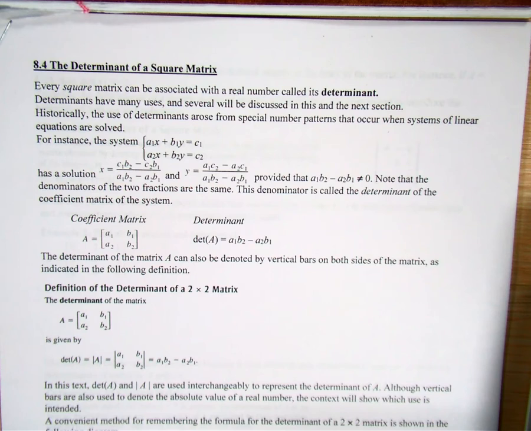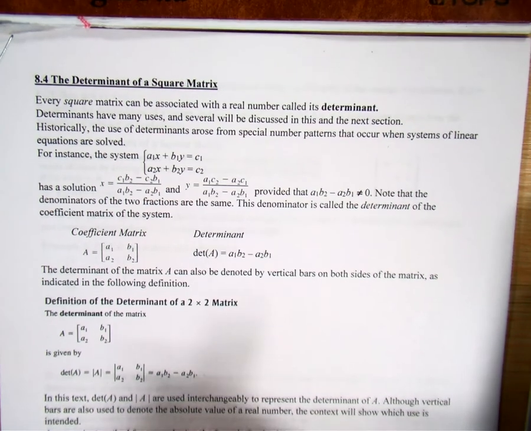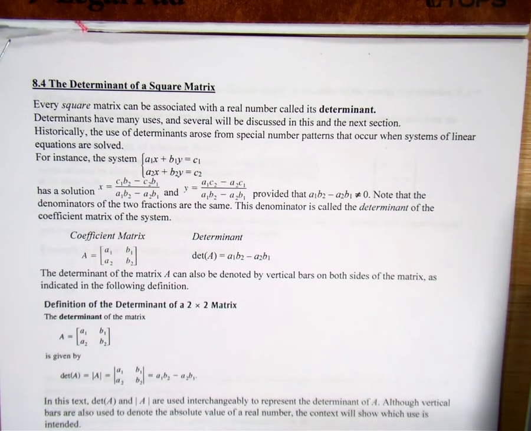PreCalc. Here we go with section 4. Determinant of a square matrix. Every square matrix can be associated with a real number called its determinant. I think we kind of looked at that earlier already. Determinants have many uses, and several will be discussed in this and the next section.